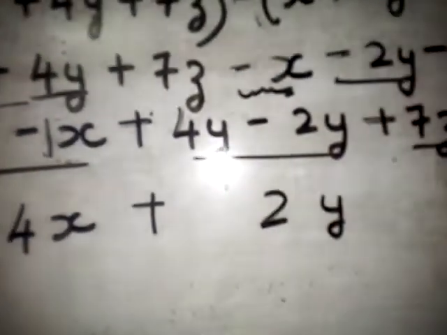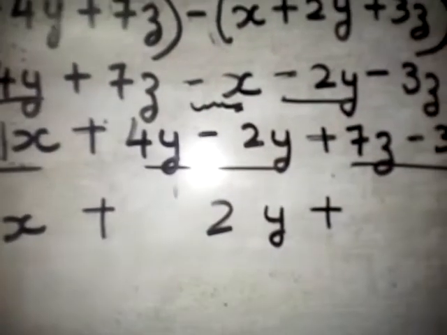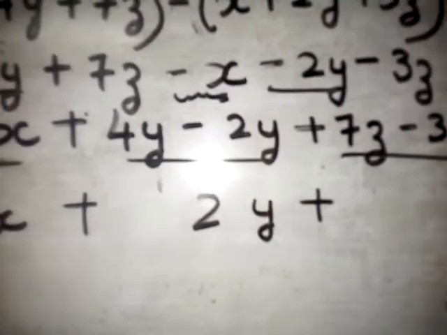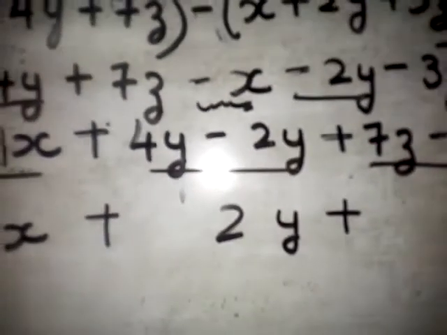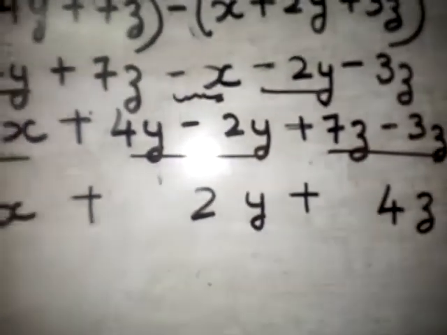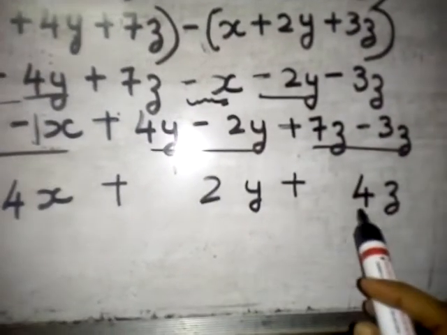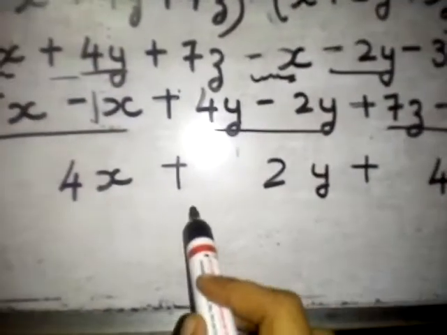2. Again the greater number with sign is there, plus. Same variable, write as it is. 7 minus 3, 4. So now you are getting unlike terms. Different variables you are getting, so you cannot add these numbers. This is the answer.